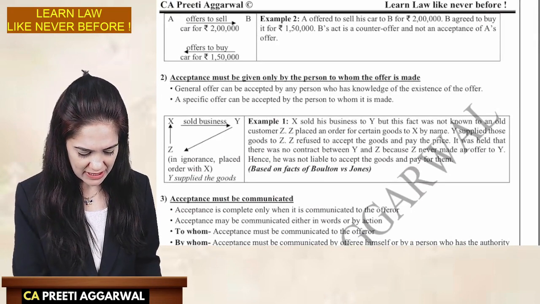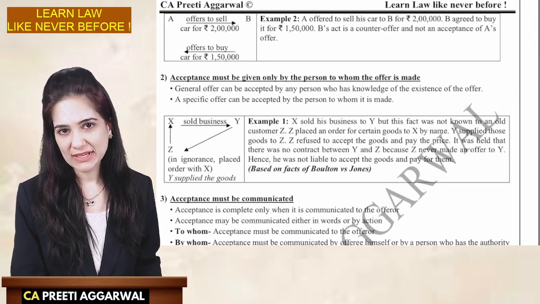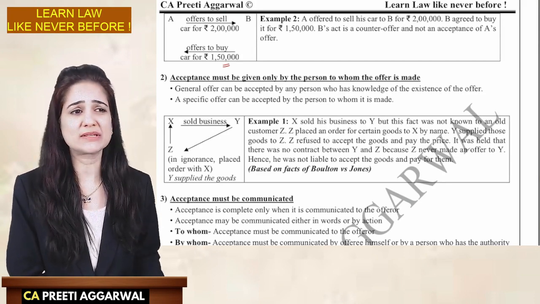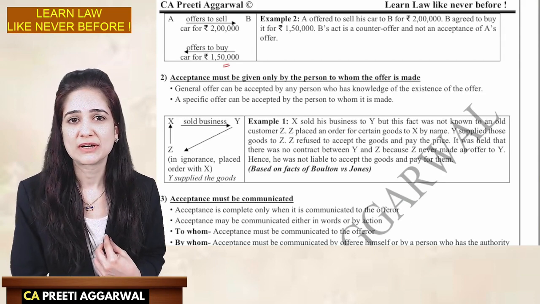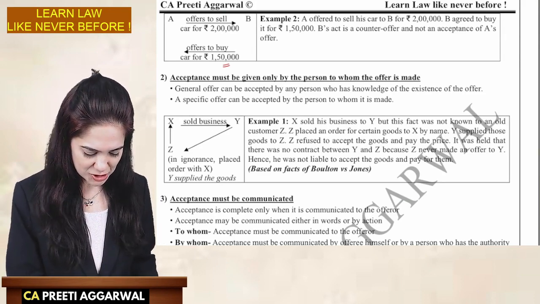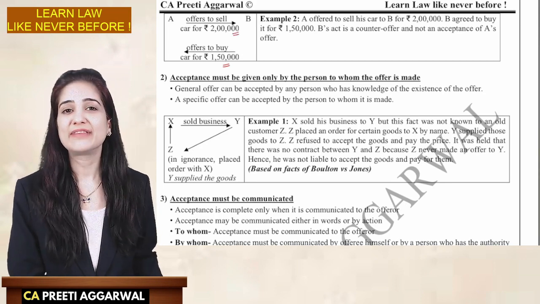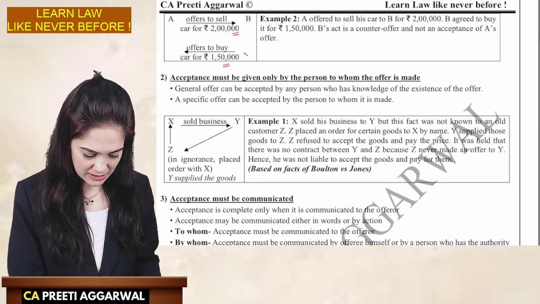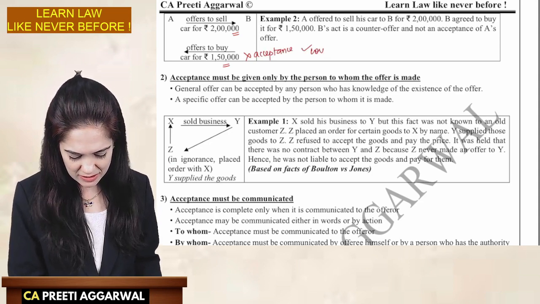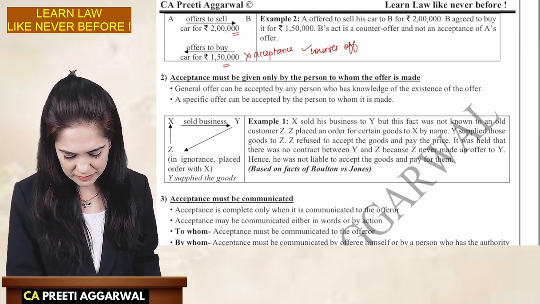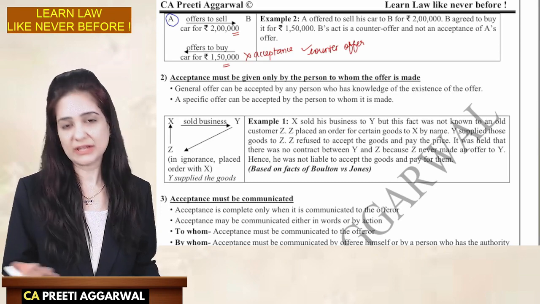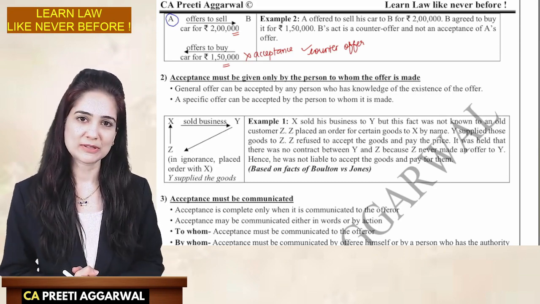A offers to sell his car for rupees 2 lakhs, but B is offering to buy it for 1,50,000. He's saying, no, 2 lakhs is a lot. I will buy for 1,50,000. Is this acceptance? You are making certain changes, modification in the terms of the original offer. This is not acceptance. In fact, this is a counter offer. Now it is open to A, whether he wants to accept it or not.